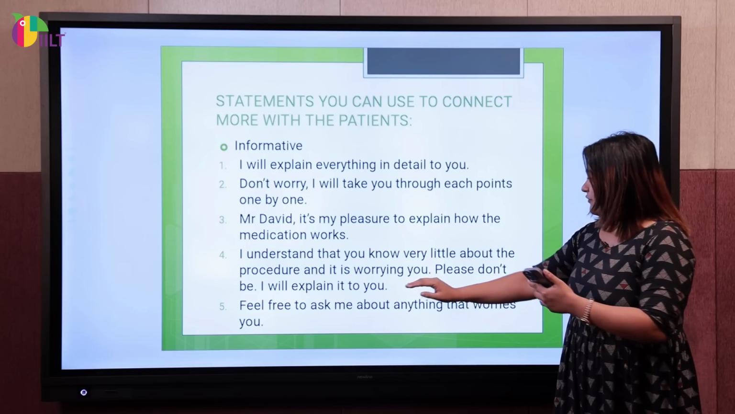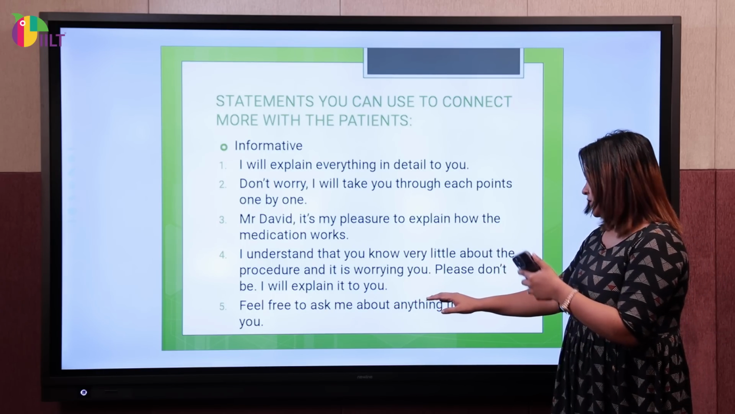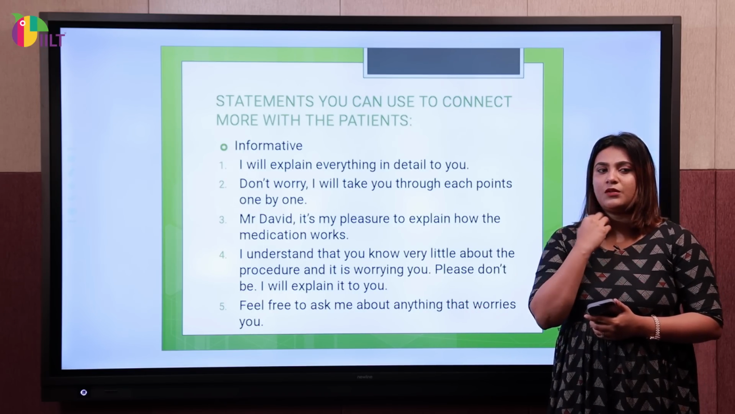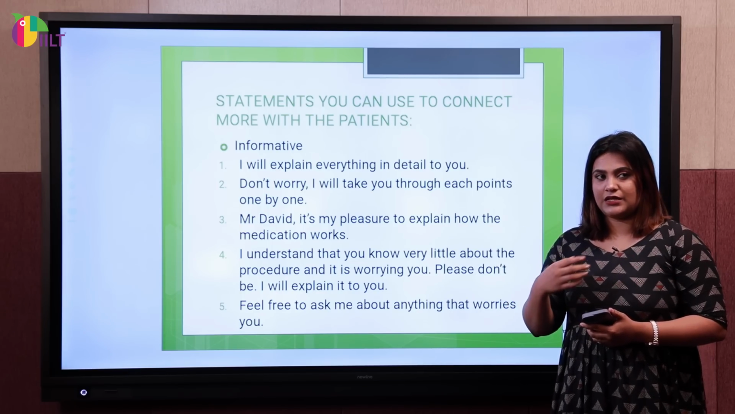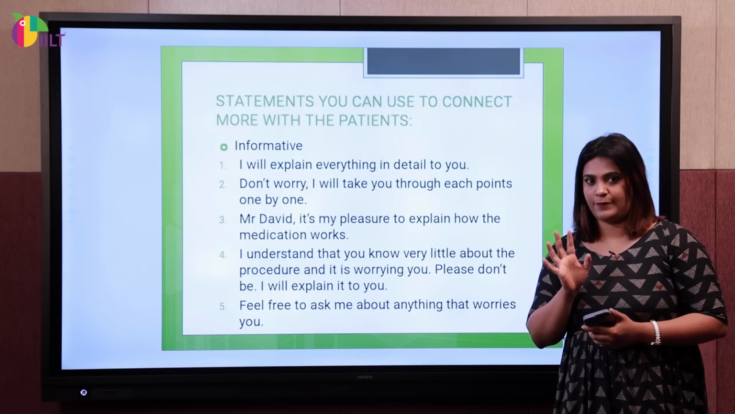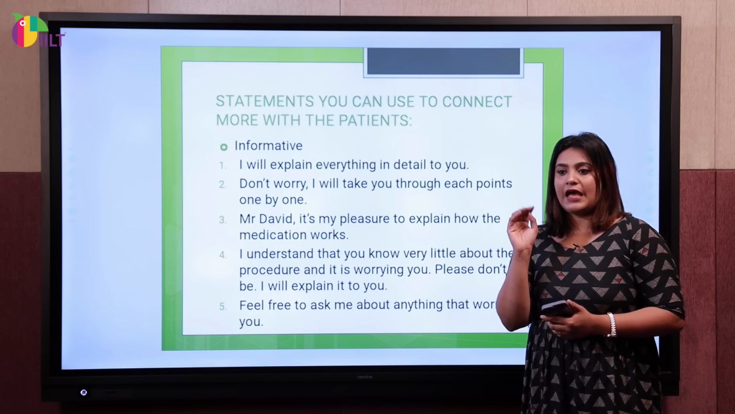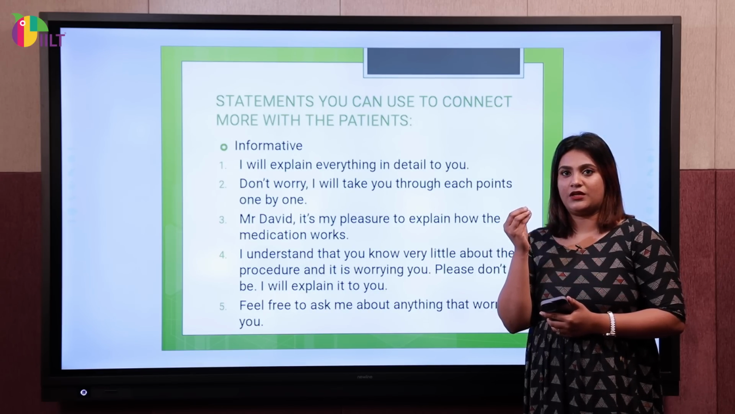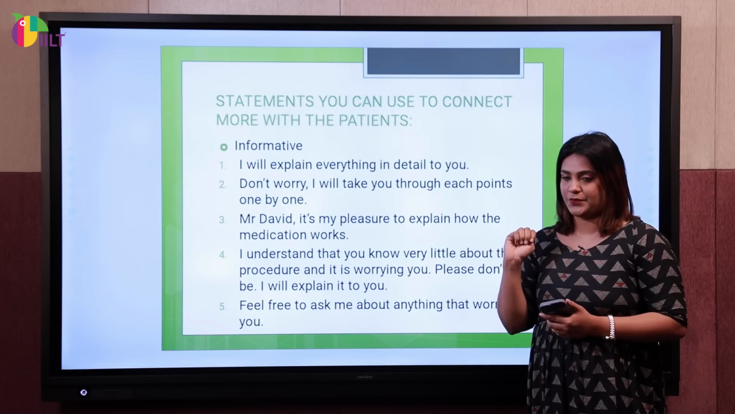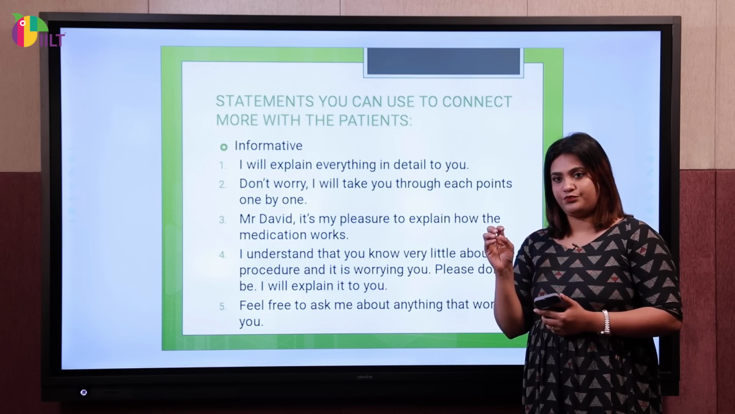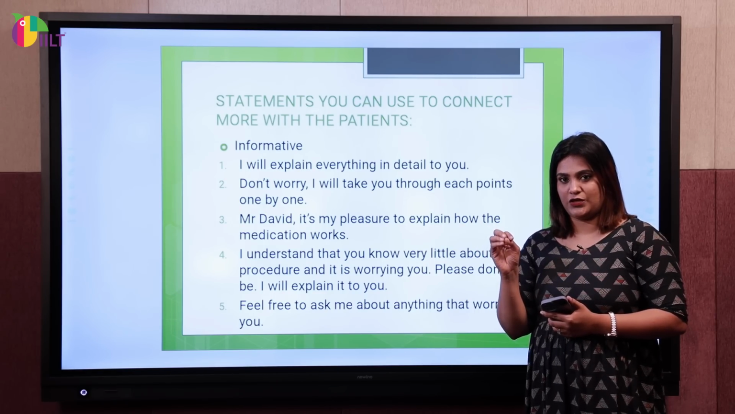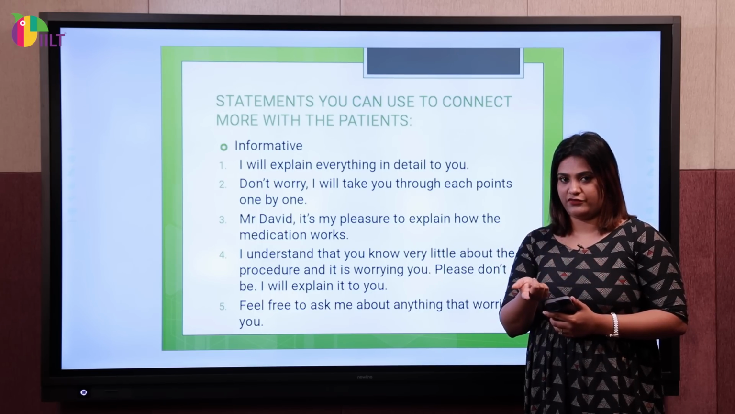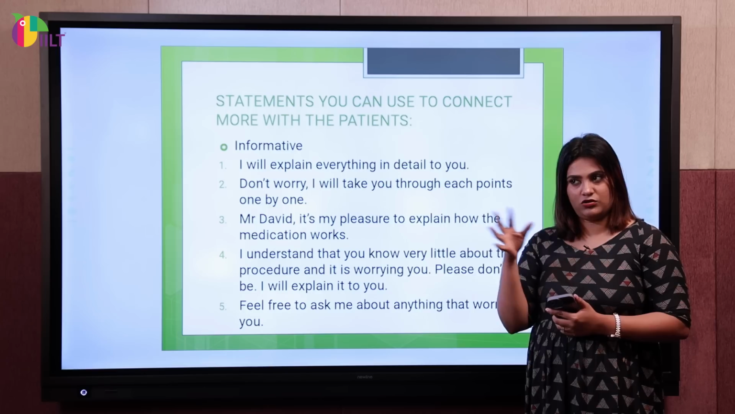The last one: feel free to ask me about anything that worries you. Which means the patient seems to be really worried. Say, for example, you're dealing with a patient who is in a ward. Let's imagine a situation where you're talking to the bystander, and the patient is the bystander's mother, and the mother has been advised by the doctor to undergo urinary catheterization. So you are going there to prepare the mother for the procedure, and you're talking to the son or the bystander.